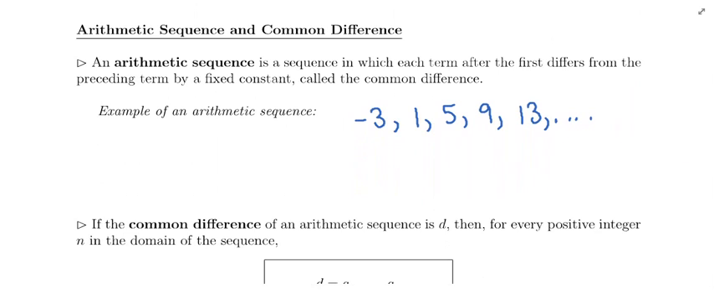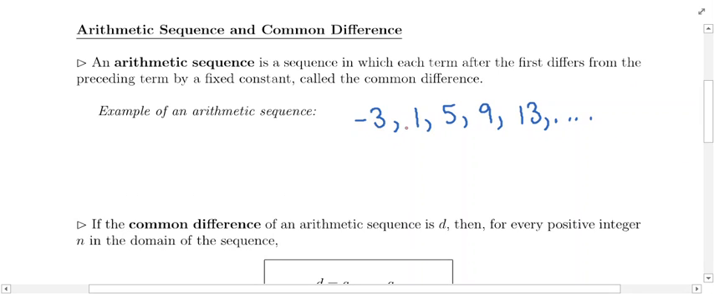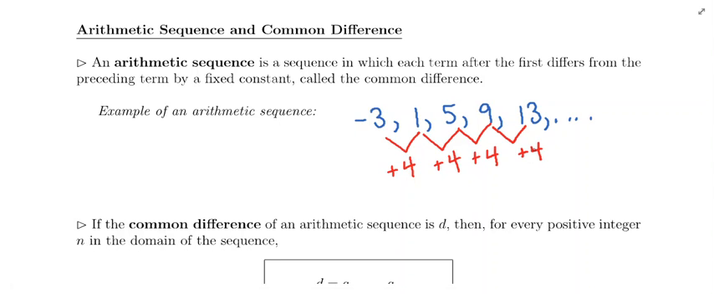Why? Because when you go from one term to the next, you always get there by adding the same quantity. To go from -3 to 1, I have to add 4. Then to go from 1 to 5, I add 4. To go from 5 to 9, I add 4. And from 9 to 13, again, I add 4. The dot, dot, dot assumes that we will continue this trend of adding 4 every time to get the next term. So that's what an arithmetic sequence is.